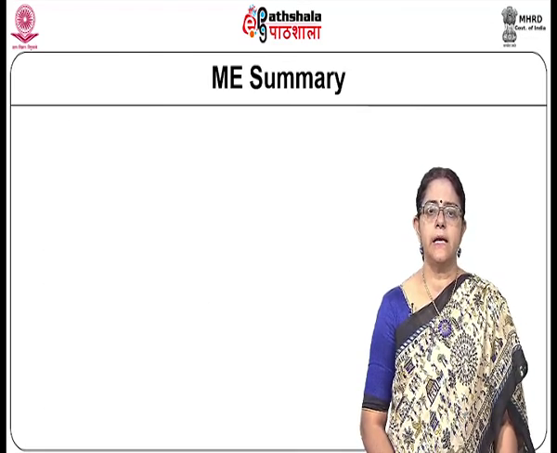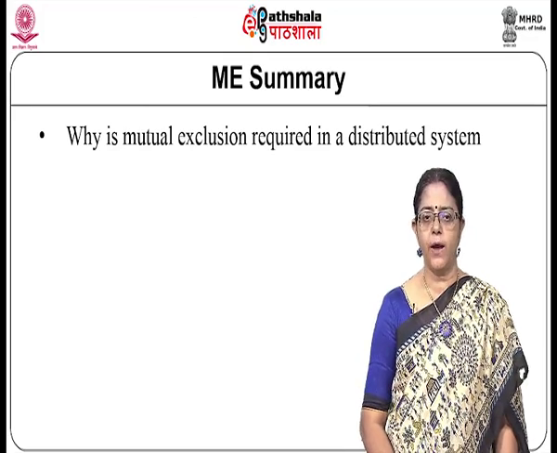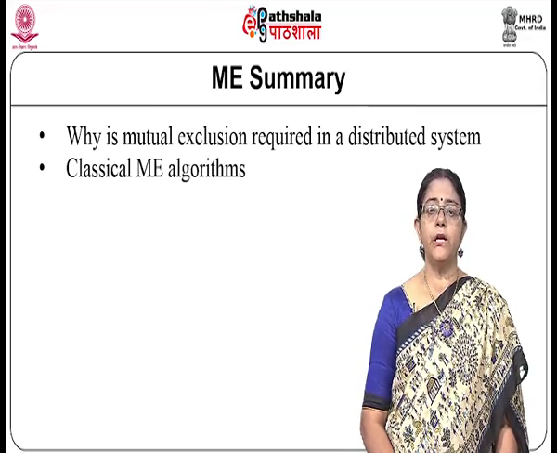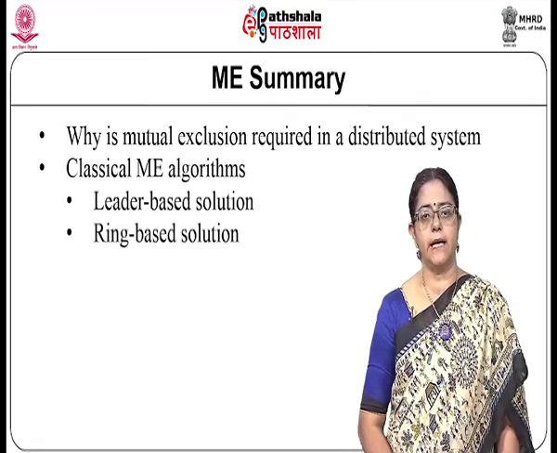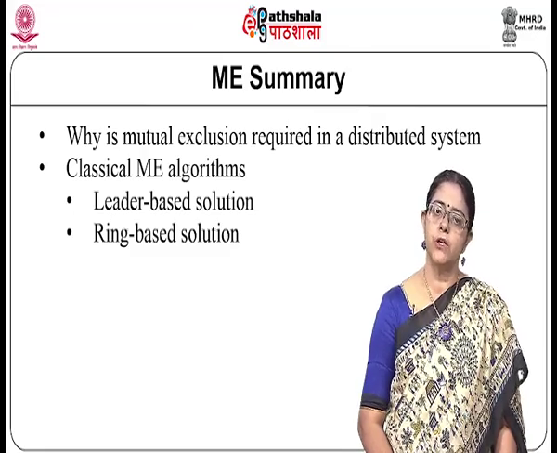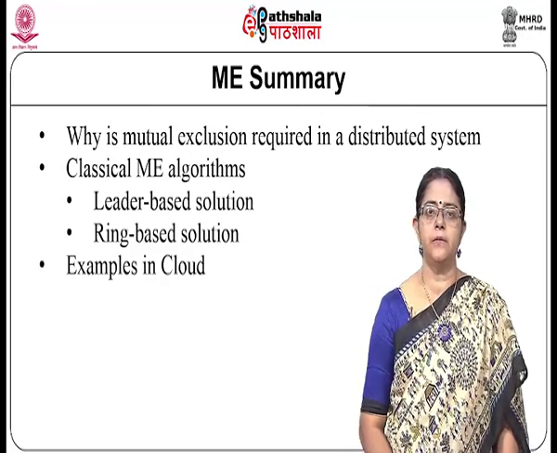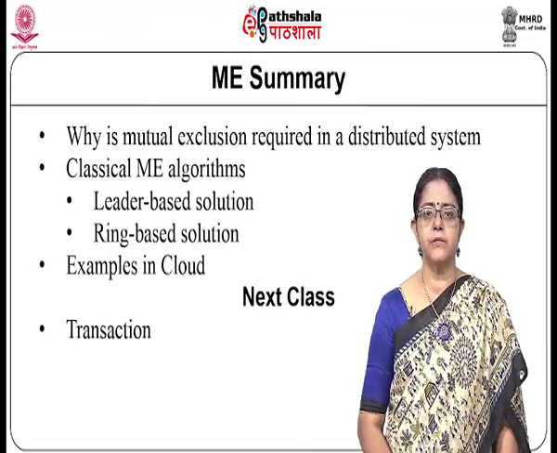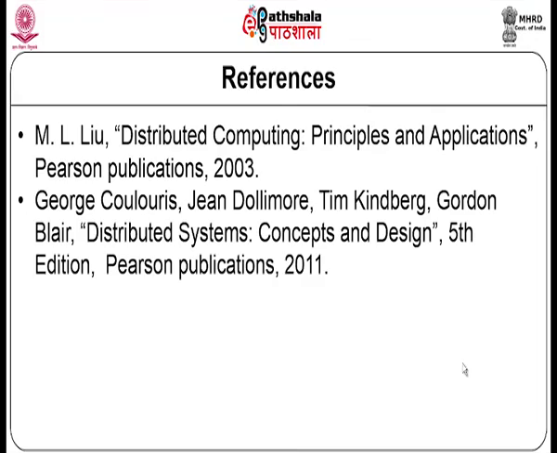So, here is the summary of today's lecture. Today we saw why mutual exclusion is required in a distributed environment, and hence it is equivalently required in the cloud. We looked at two classical mutual exclusion algorithms: one is called the leader based algorithm or a centralized algorithm, and the second one is the ring based algorithm, which is a token ring algorithm. And then we looked at how these algorithms or similar algorithms are implemented in the cloud. In the next class we will look at transactions and concurrency in transactions and the ACID properties. These are the references. Thank you.